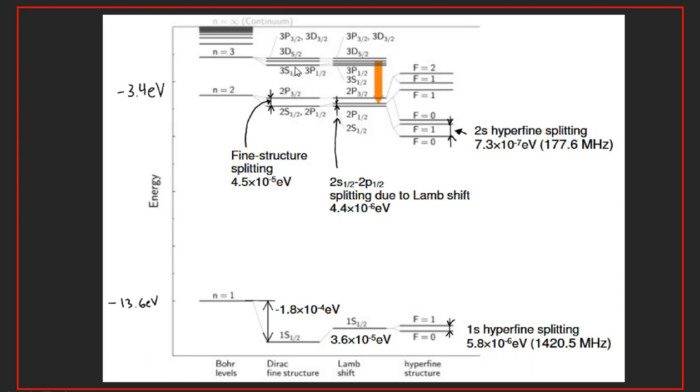And n equal to 3 will split accordingly. Out of that, 3s1/2 and 3p1/2 have the same energy in the fine structure, but if we consider the Lamb shift, there will be splitting for the s. And if we consider the hyperfine structure, there will be further splitting of the fine levels. So up to this is the fine structure of the hydrogen atom.